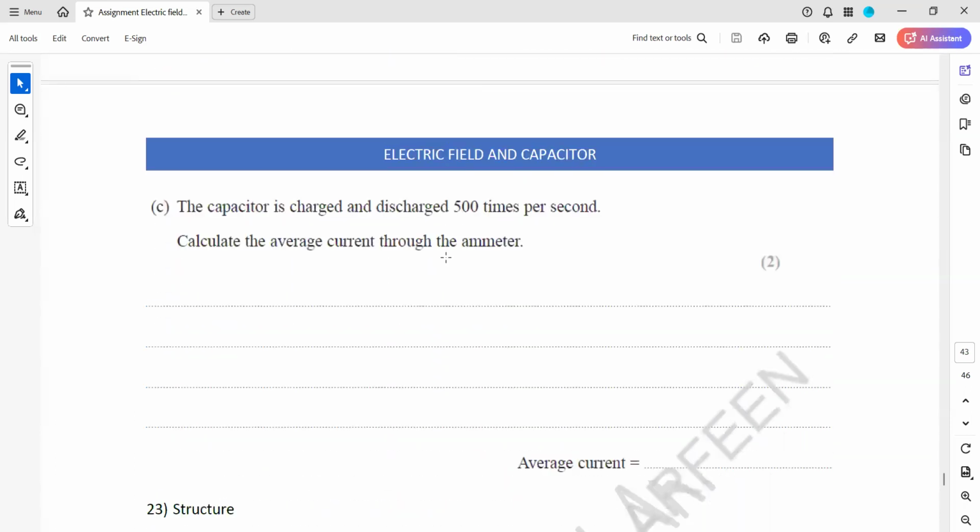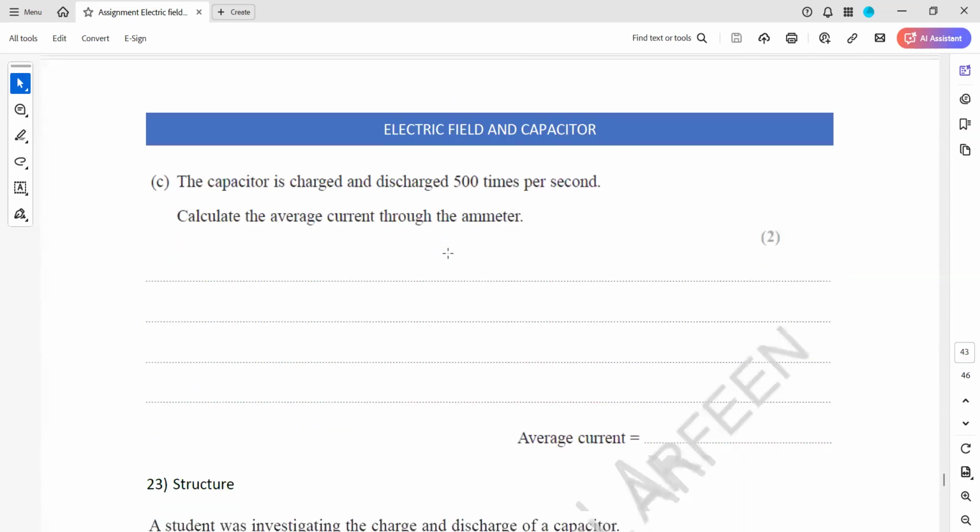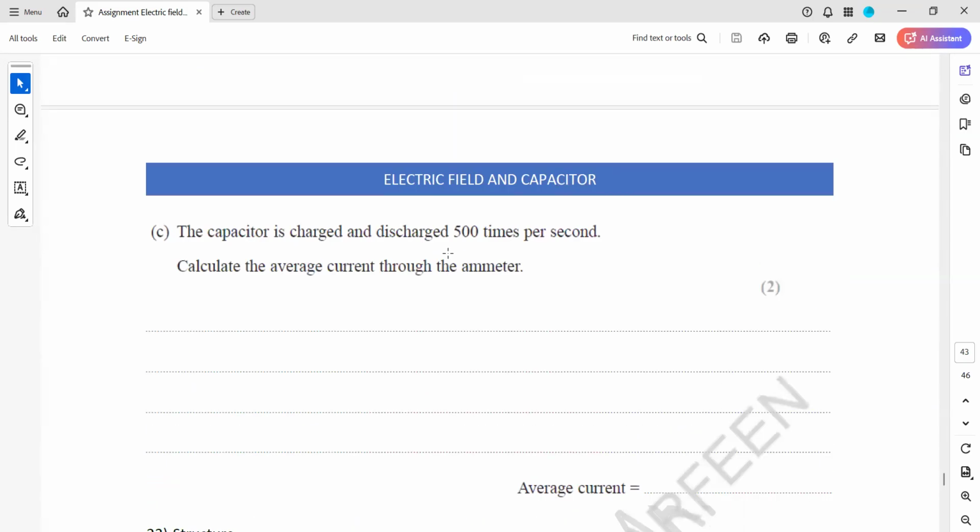In part C, the capacitor is charged and discharged 500 times per second. Calculate the average current. The current is charge divided by time, and the reciprocal of the time is the frequency. So we can also say I equals Q times F. The frequency here is given as 500 times per second. And what is the charge whenever it is charging or discharging, how much charge is there?